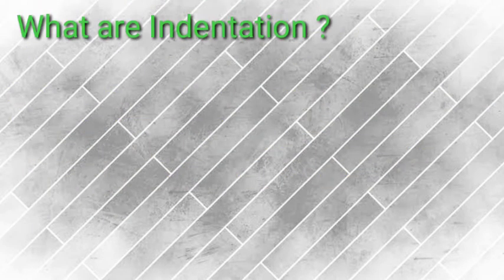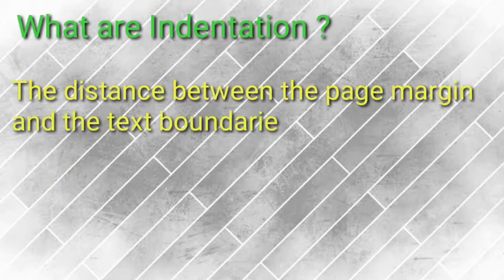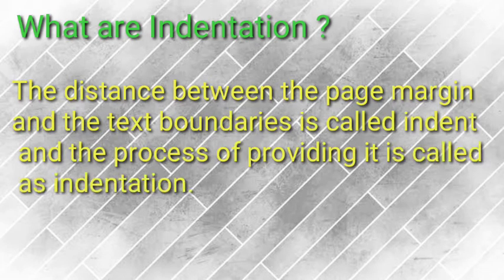Moving further to the next topic is indentation. What are indentation? The distance between the page margin and the text boundaries is called as indent, and the process of providing it is called as indentation. You must have seen in your Word document that there is a page margin, a ruler on the top, wherein you can adjust the distance between the page margin and the text boundaries, which that process of adjustment is called as indentation. There are basically 3 types of indent: positive indent, negative indent and hanging indent.